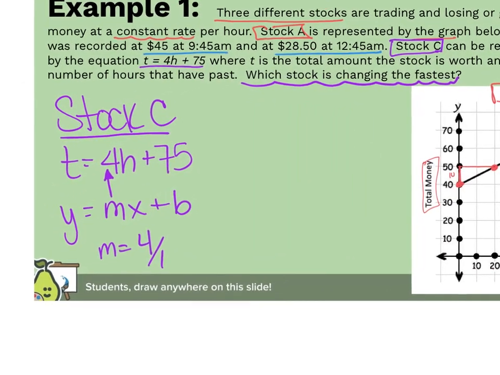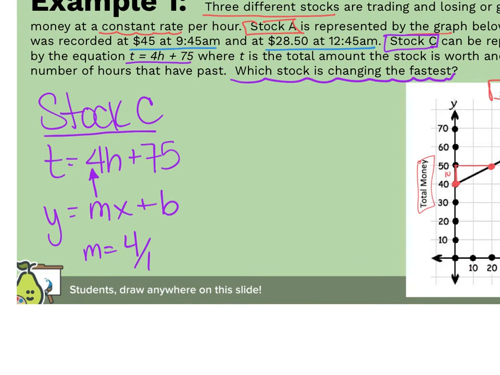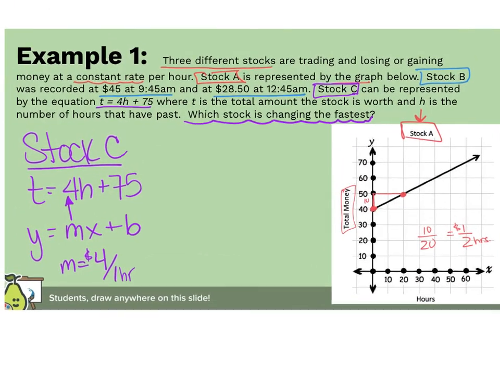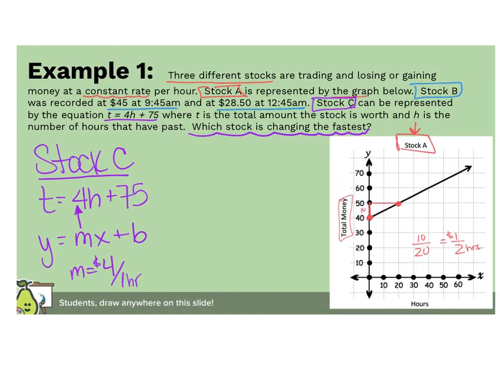So let's look at stock C and label it. It tells us that T is how much it's worth. That's the money. H is the hours. So $4 per hour. Now the last one, we need to figure this one out by using the slope formula.